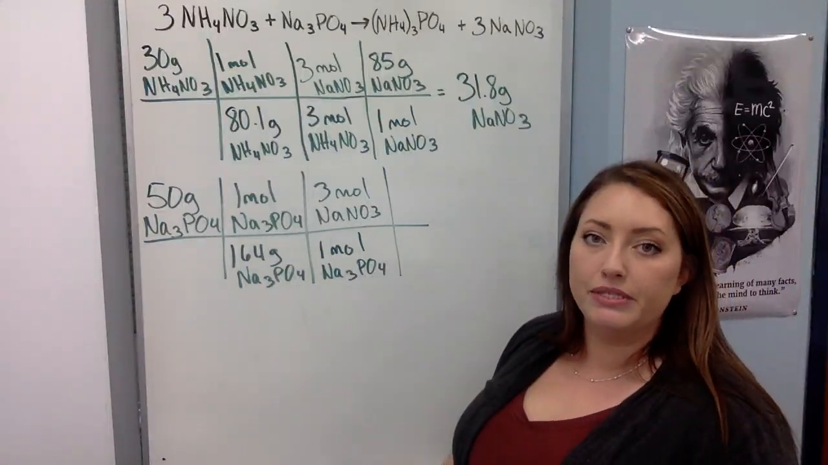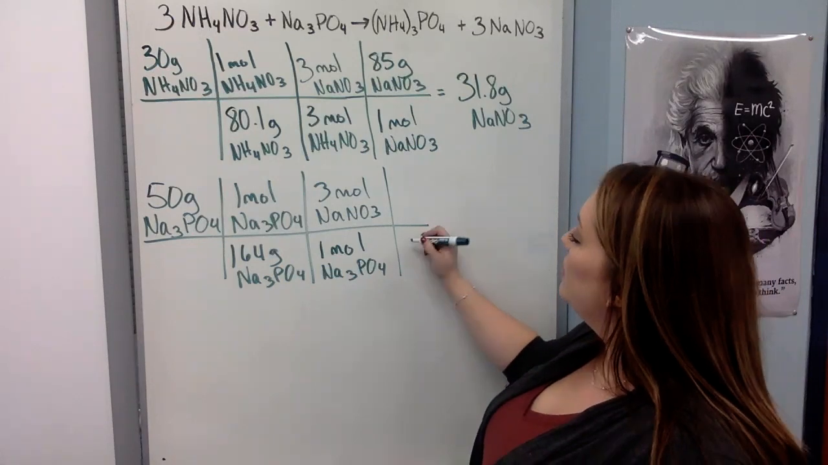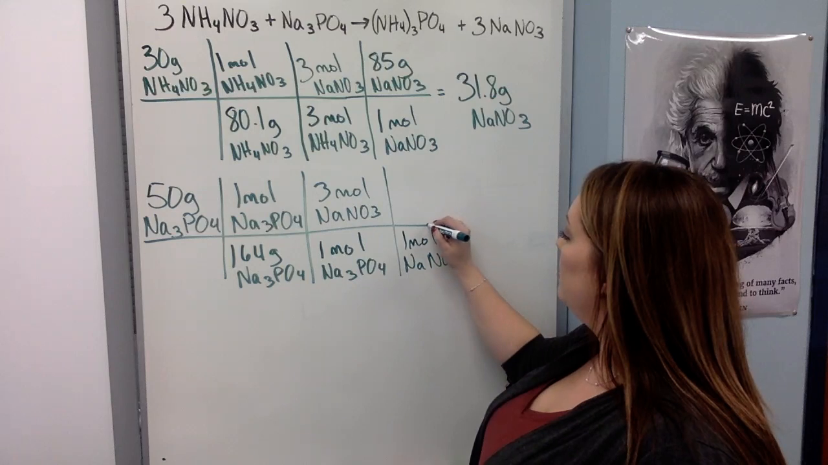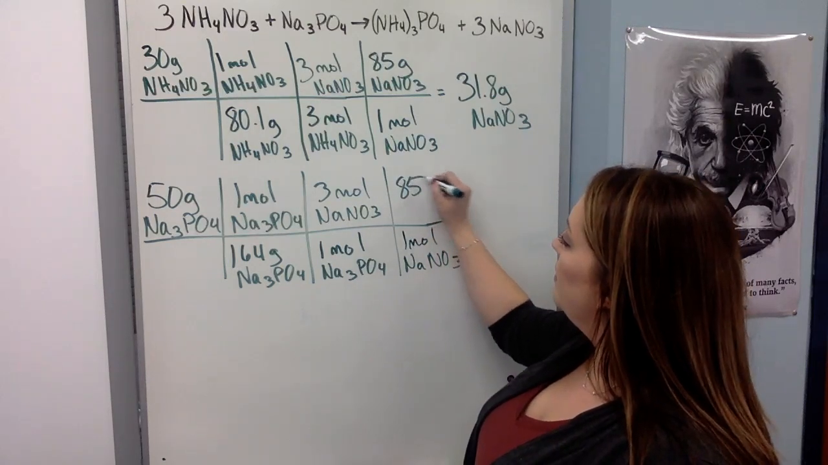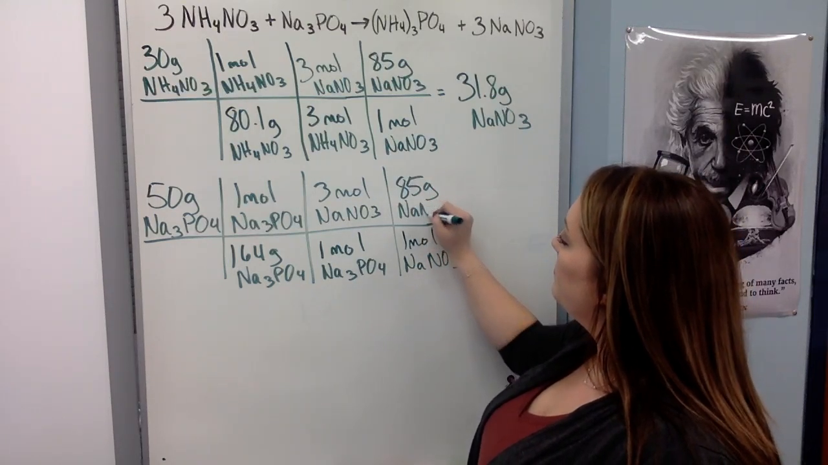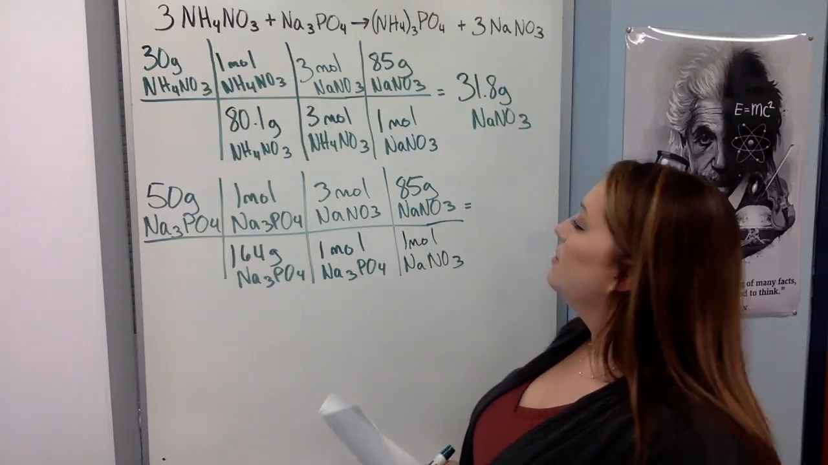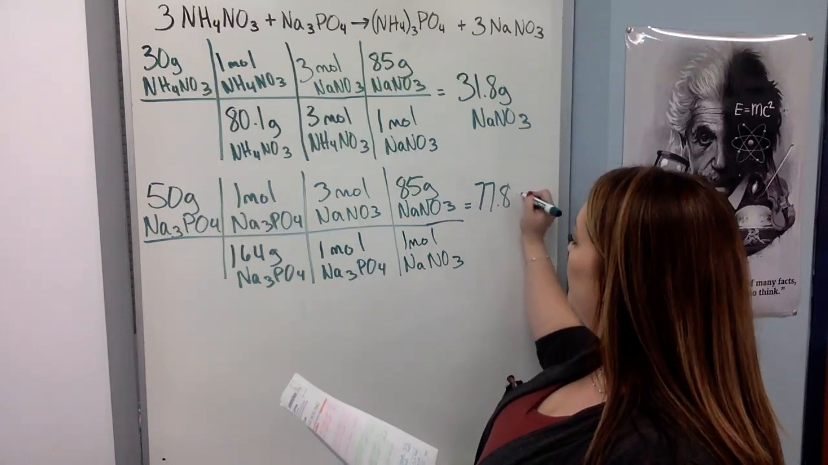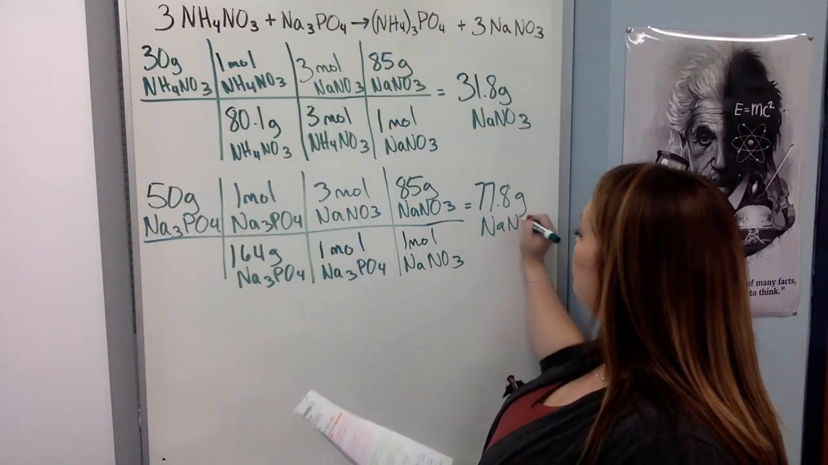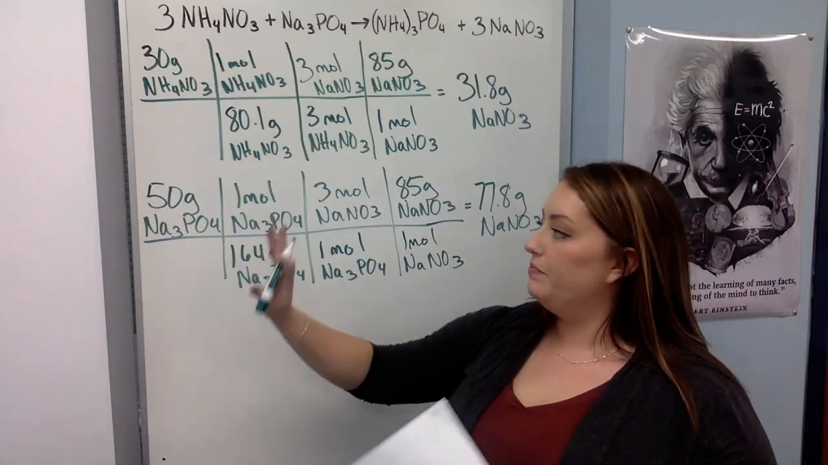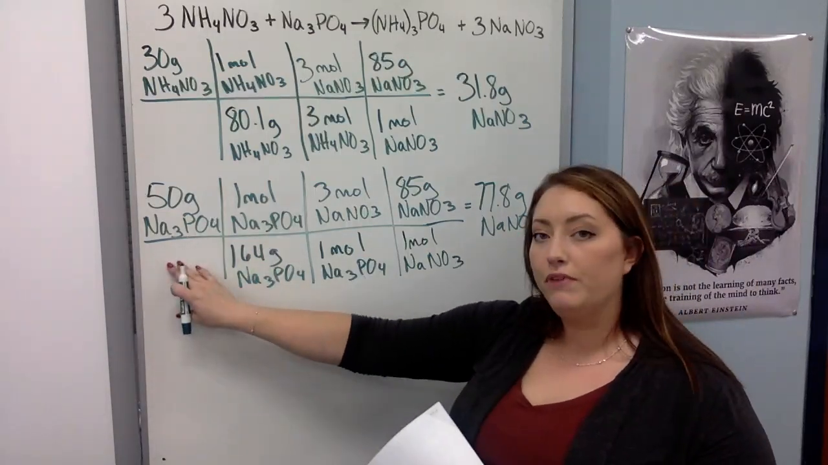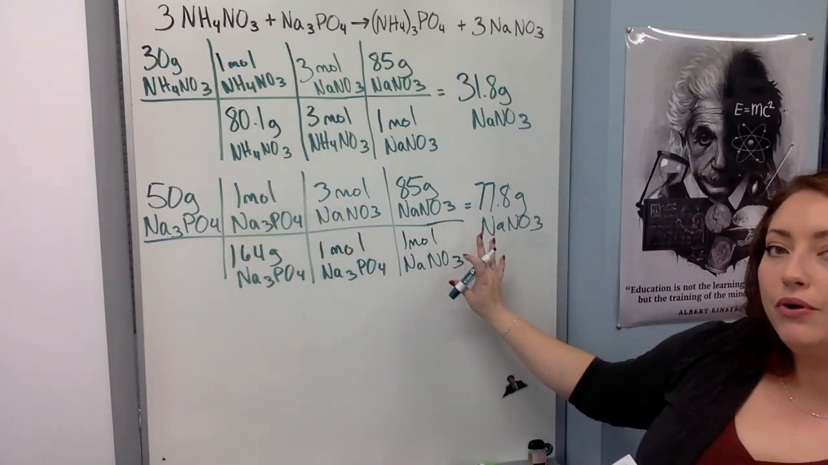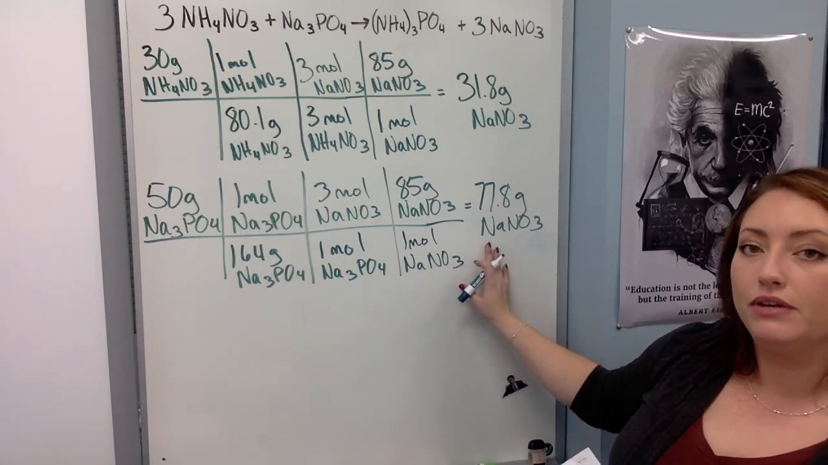Anytime you need to put something in for sodium nitrate, again, we're going to have 1 mole of the sodium nitrate, and we're going to have the 85 grams on top. Right, so again, you're going to do your calculations. It's going to tell you that that is 77.8 grams. Okay, so what this is telling us is that if we start with 50 grams of the sodium phosphate, we will produce 77.8 grams of the sodium nitrate.